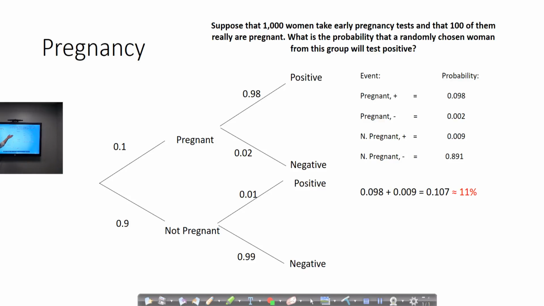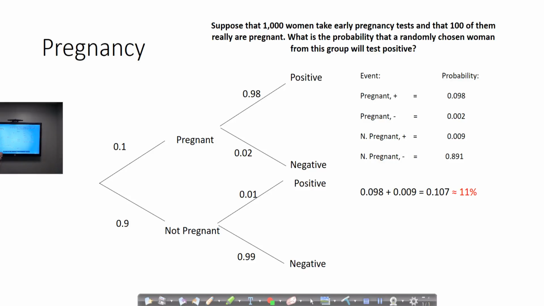There's a 98% chance that a pregnant woman will test positive. So there's your 0.98, and then you're going to have your 0.02 from being negative, because once again, they have to equal 1. Same with if they're not pregnant, there's a 99% chance that they're going to test negative, so you have your 0.01 that they're going to test positive.